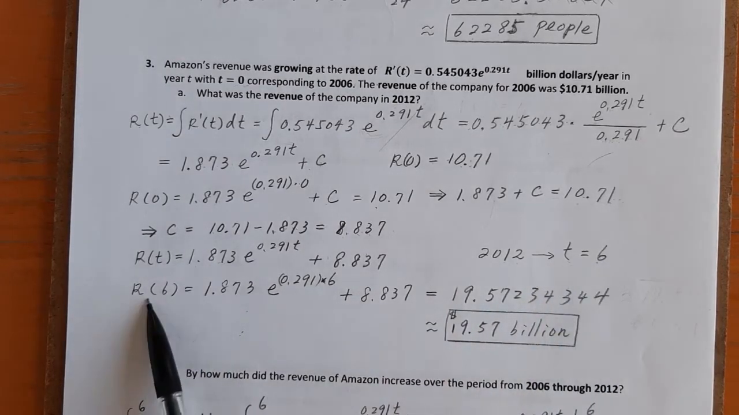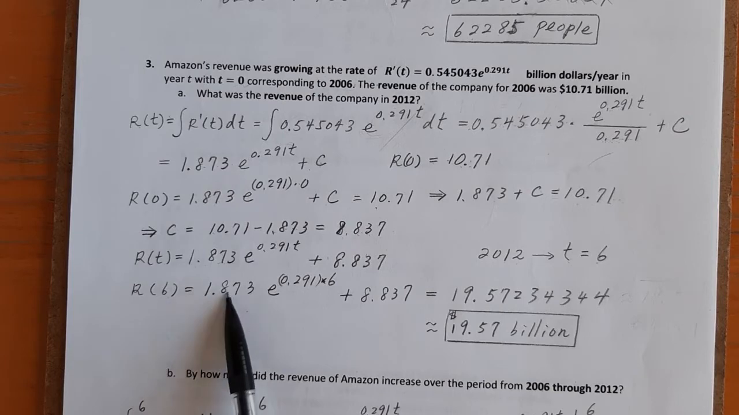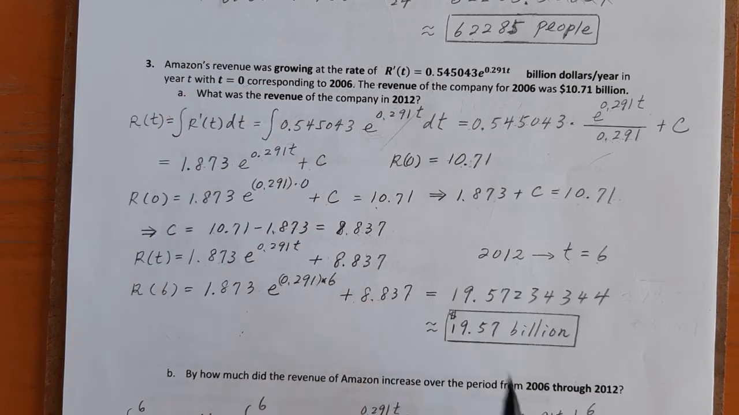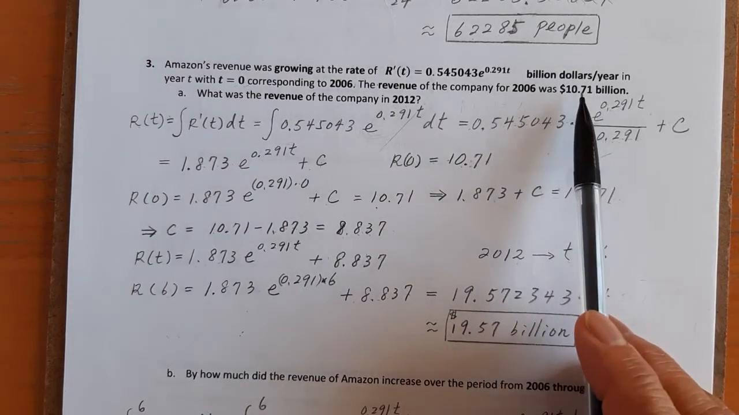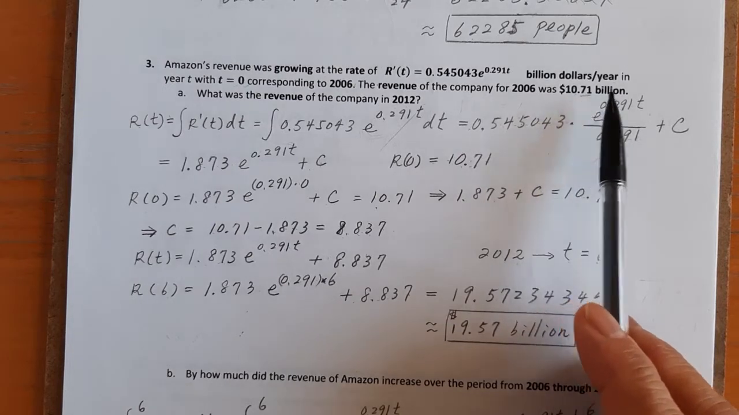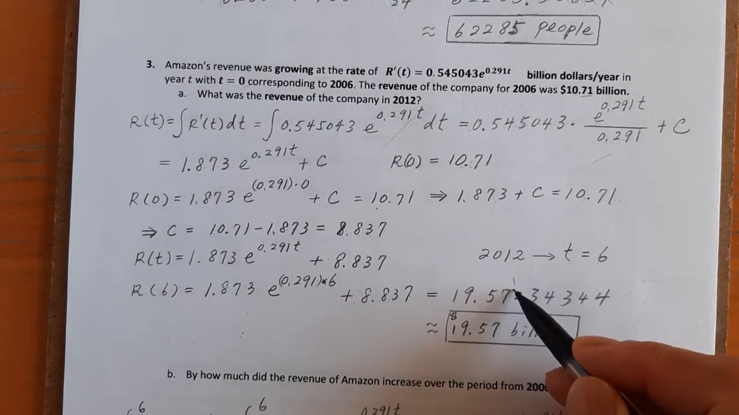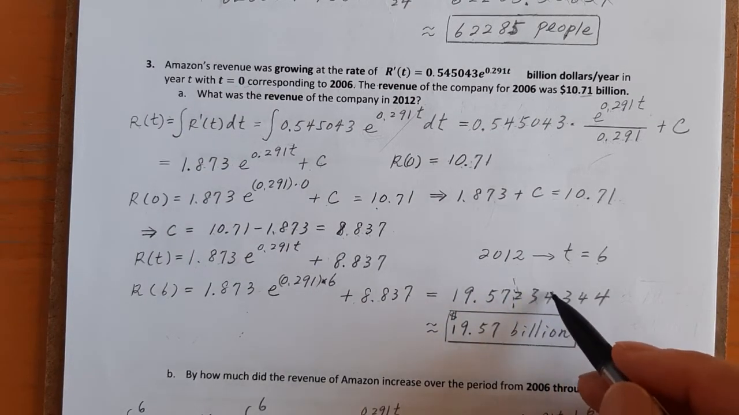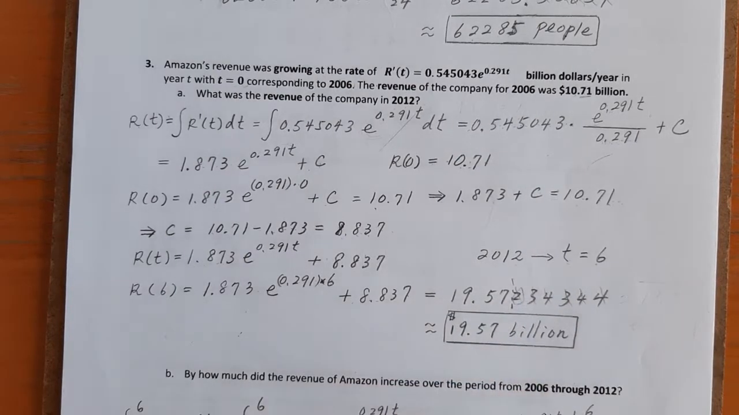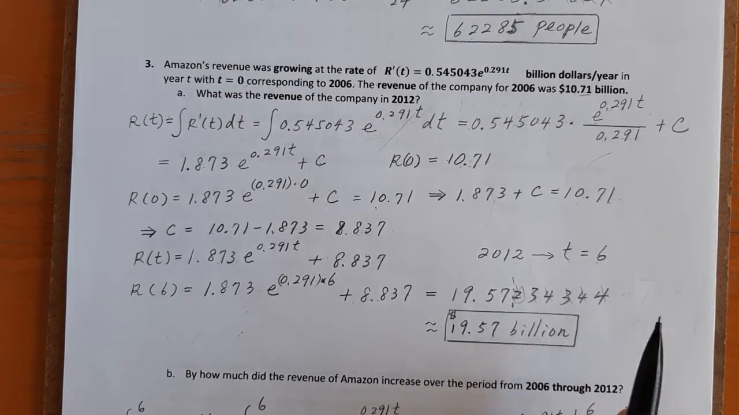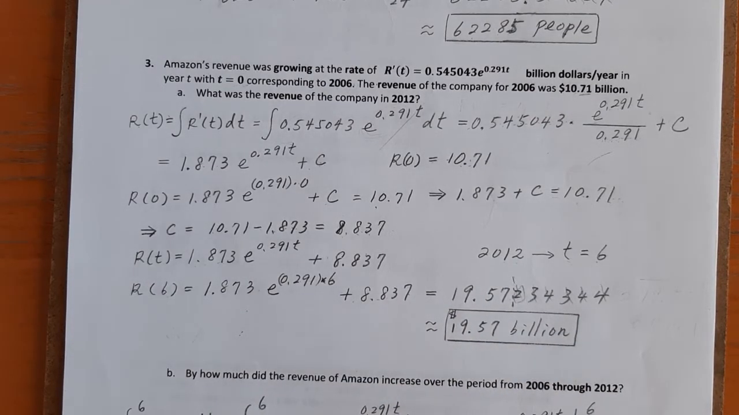So for t use 6, plug in, figure out R of 6 equals 1.873 e to the power 0.291 times 6, plus 8.837. Use a calculator and get 19.57. The given number in the question, 10.71, has 2 decimal digits, so also round it. This is money, so you can round. Normally rounding, this digit is 2, less than 5, so truncate. Get $19.57 billion revenue.